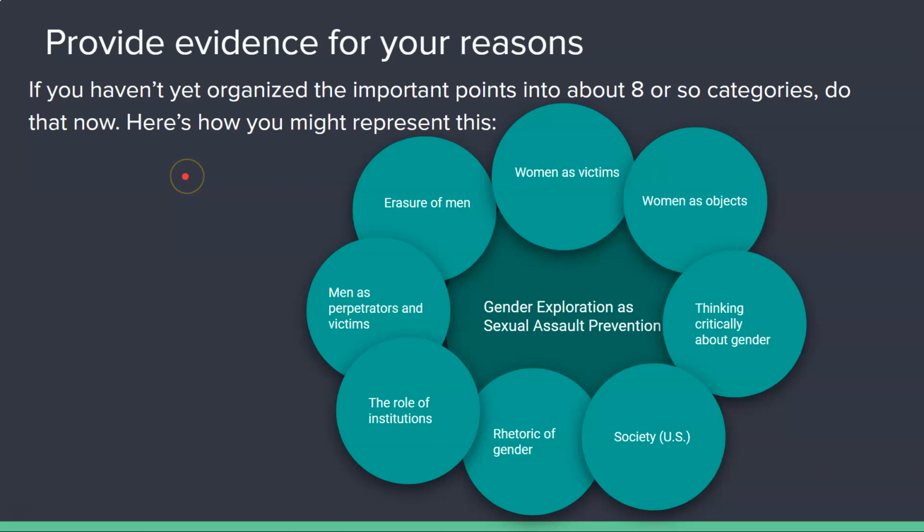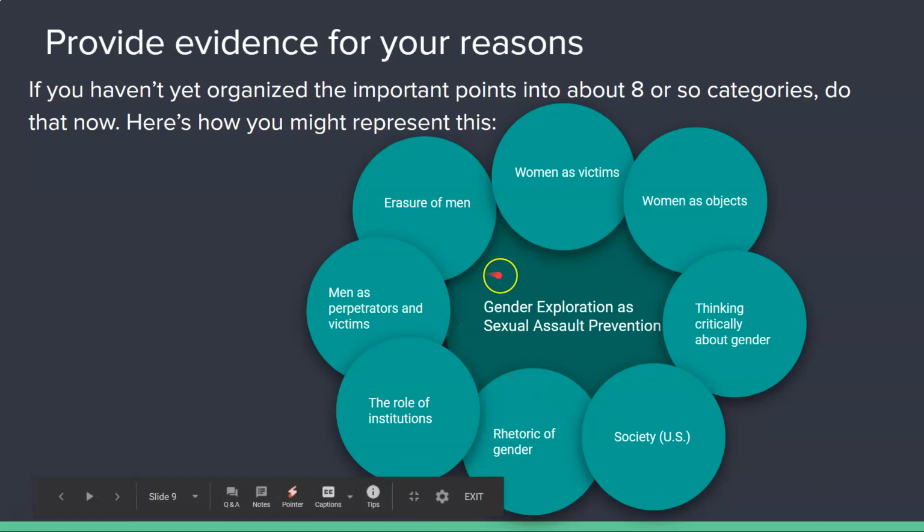So if you haven't yet organized the important points into about 8 categories or so, you might want to do that now. And you really want to think about organization and structure. So sometimes making a graphic organizer, and there are so many tools available online now to even make a digital graphic organizer, just to sort of help with structure and organization, consider that.